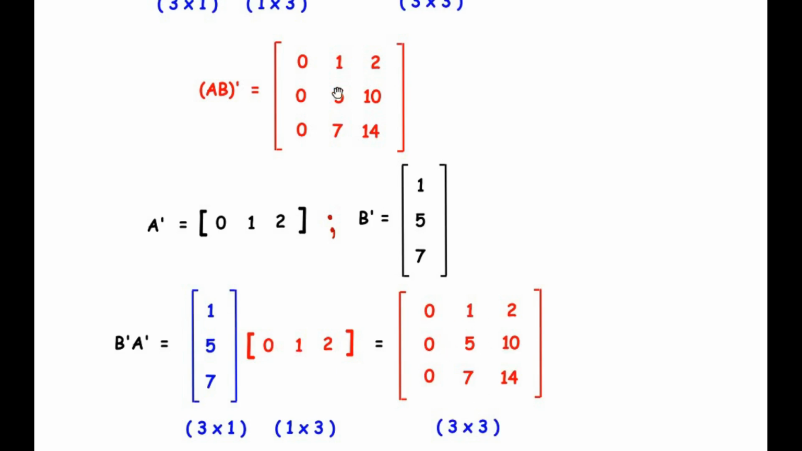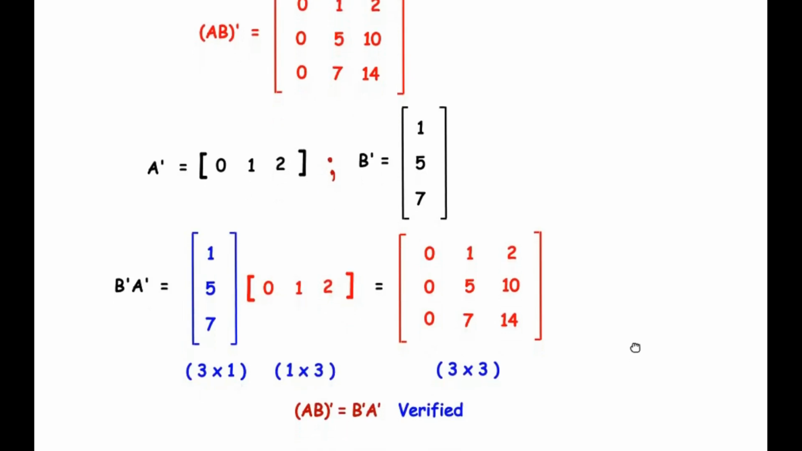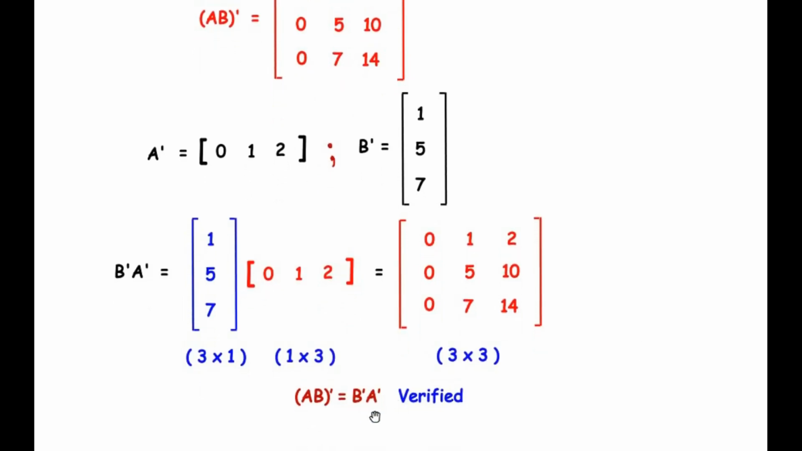So here we can see that AB transpose is equal to B transpose times A transpose, because each row or each column of AB the whole transpose is equal to each row or each column of B transpose A transpose. So here we have proved that the left hand side, that is AB the whole transpose, is equal to B transpose times A transpose. So it is verified. Now let us move on to the sixth question.